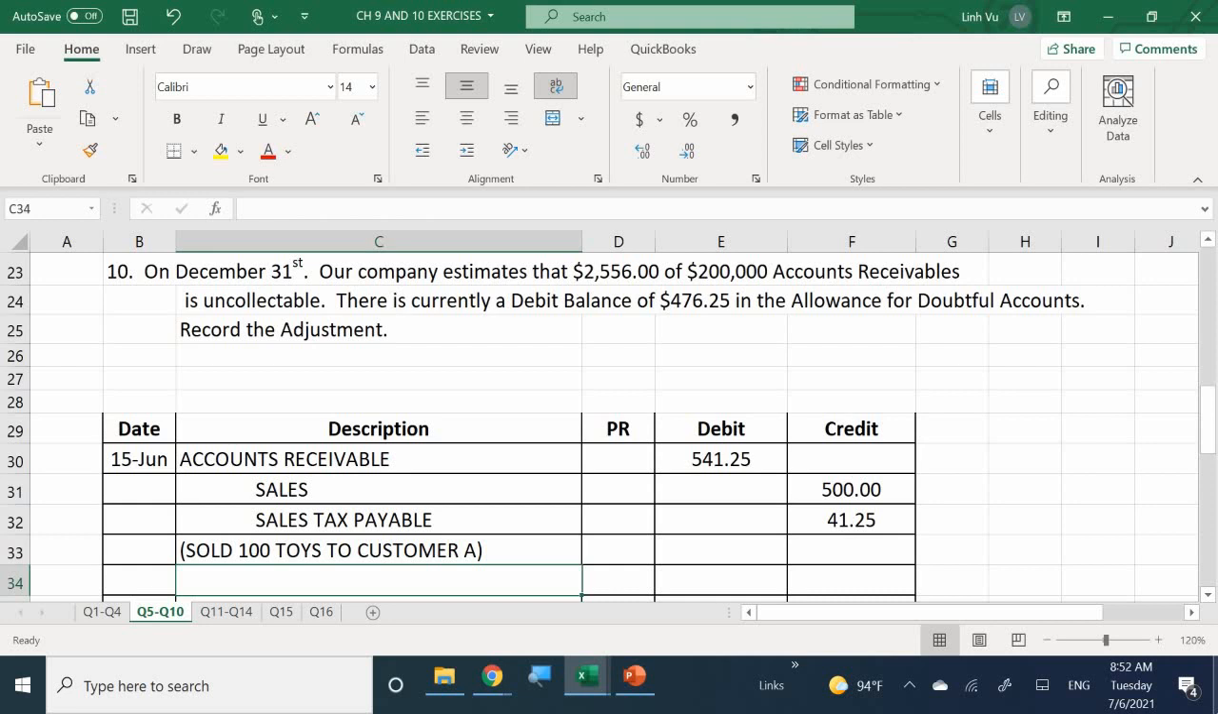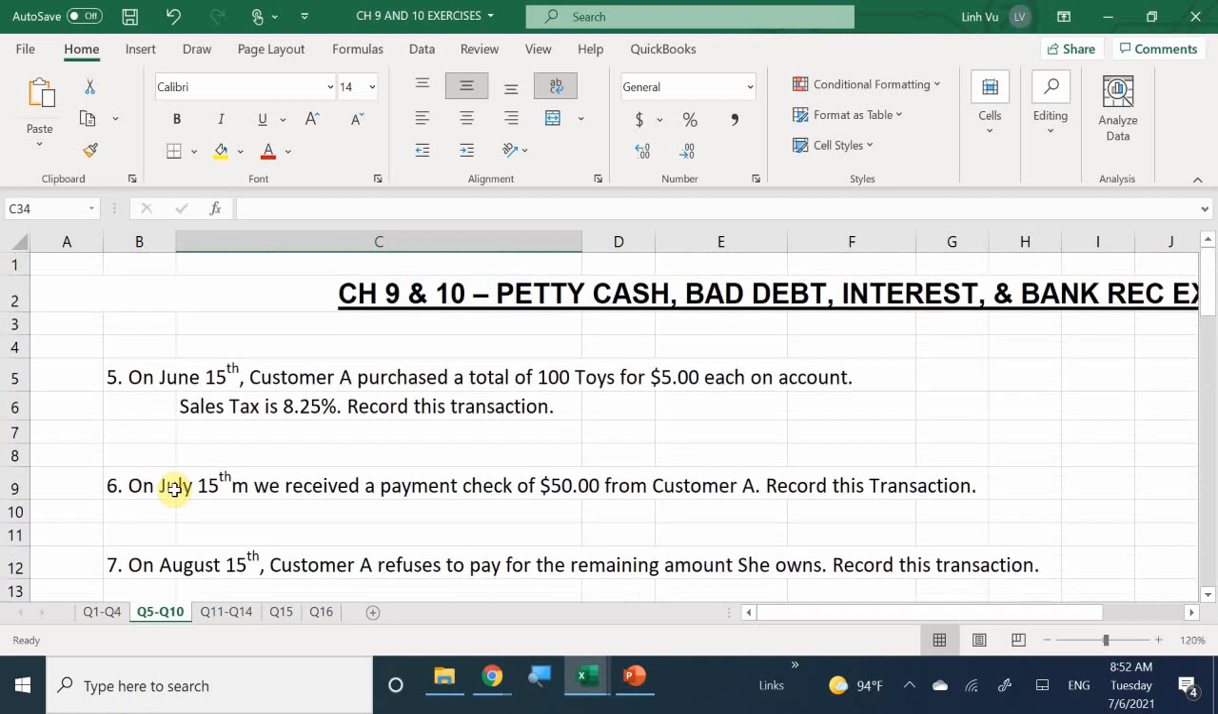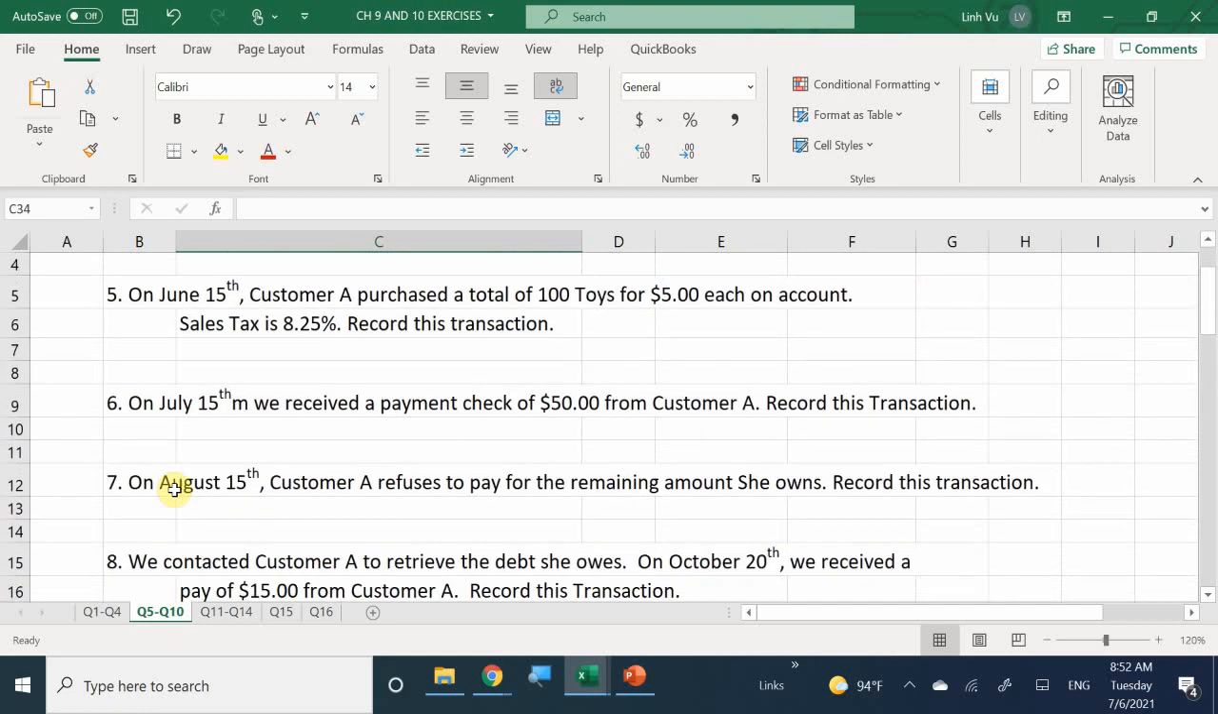So here on June 15, customer A decides to buy 100 toys. Good. All right. Then number 6 says that on July 15th, you received a payment check of $50 from customer A. How do we record this payment?